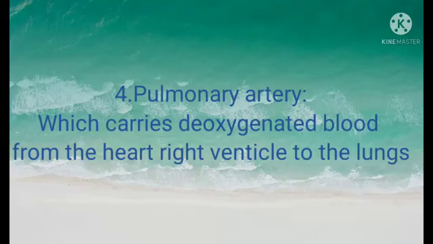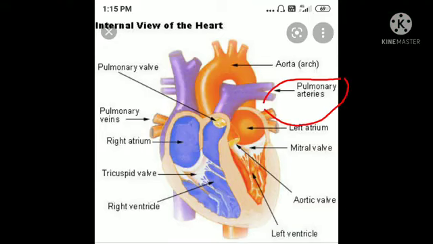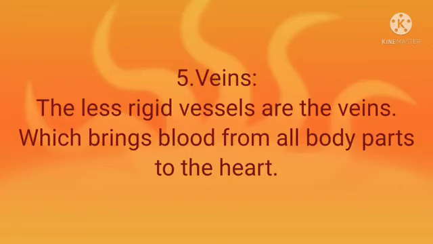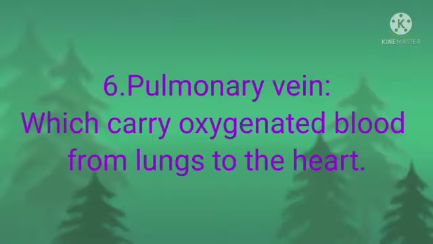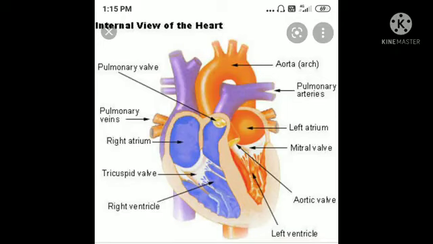Pulmonary artery, which carries deoxygenated blood from the heart's right ventricle to the lungs. Veins. The less rigid vessels are the veins, which bring blood from all body parts to the heart. Pulmonary vein, which carries oxygenated blood from the lungs to the heart.